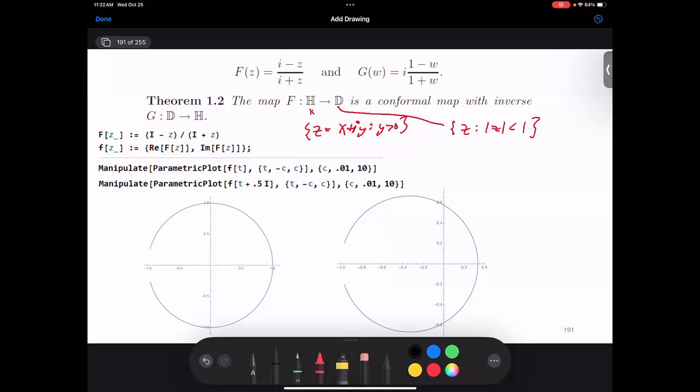Let's look at f of z, and let's plot it at t, where t goes from minus c to c. So t is a real number. So f of t is going to be i minus t over i plus t. How would you try to understand this? So go back to your algebra days.